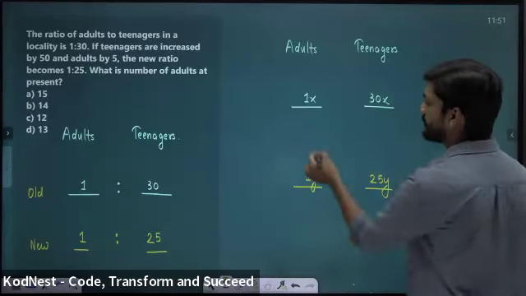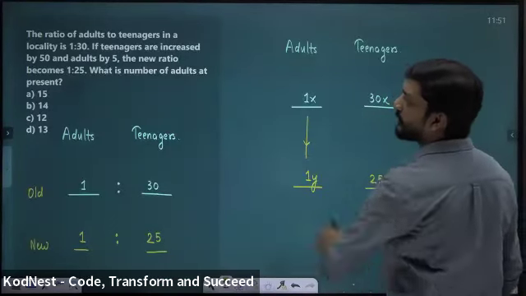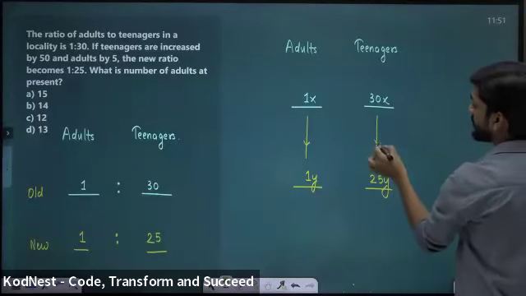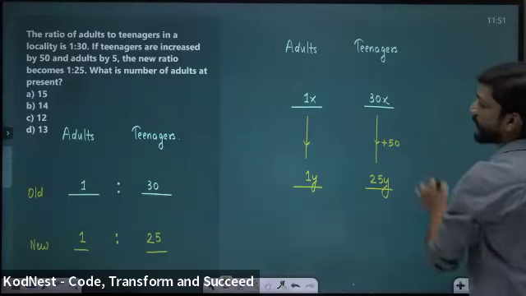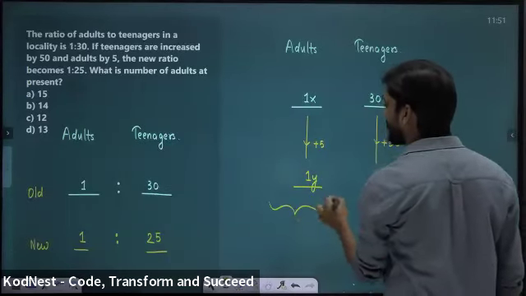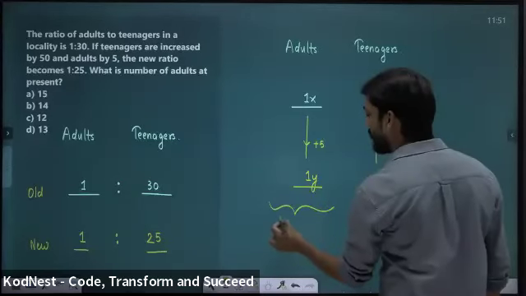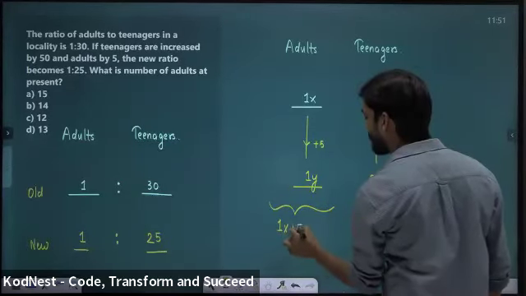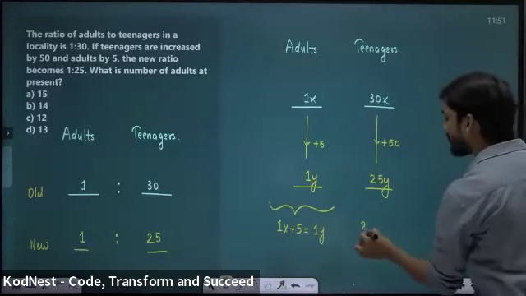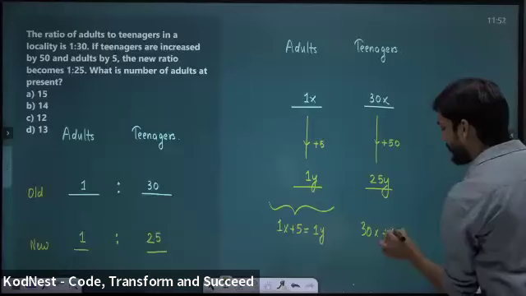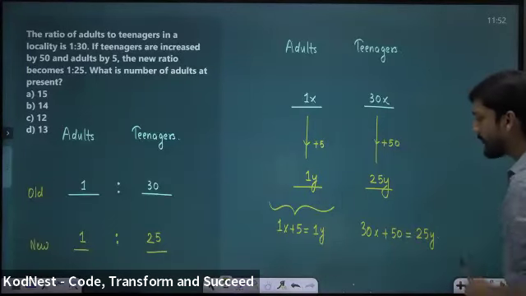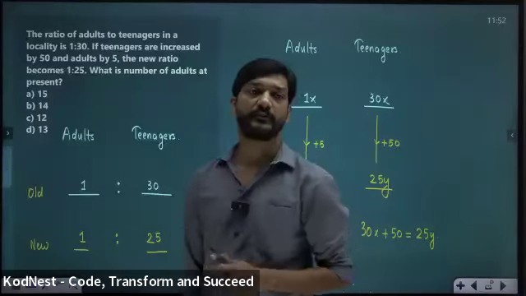After that, teenagers are increasing by 50 and adults are increasing by 5. So now carefully answer. Can I write this equation? 1x plus 5 equal to 1y, and 30x plus 50 equal to 25y. Can I write this equation or not? Please carefully answer.